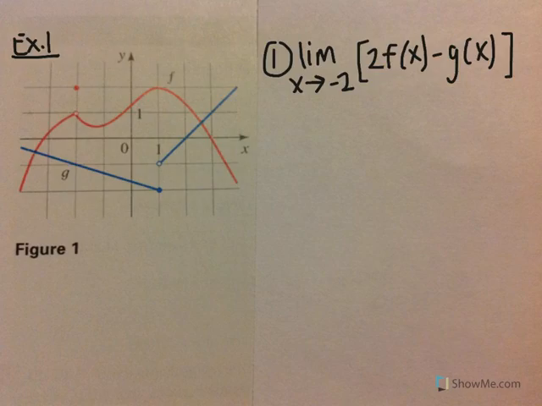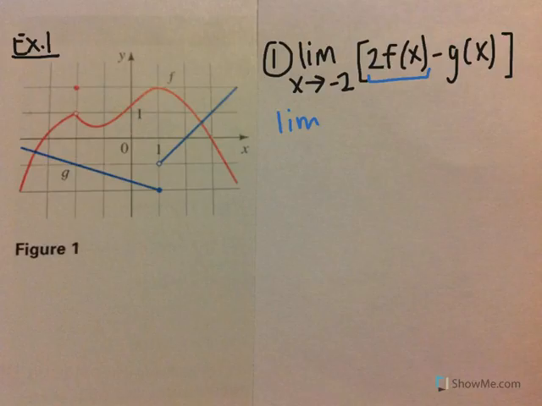So in this example, we're going to use the limit laws and this graph to help us evaluate each of these. So the first one is the limit as x approaches -2 of twice f of x minus g of x. So we're going to go ahead and simplify these a little bit. So we're going to first do twice f of x right here. This is the same thing as, I believe, limit law number 3: the limit of a constant times a function is the constant times the limit of the function.